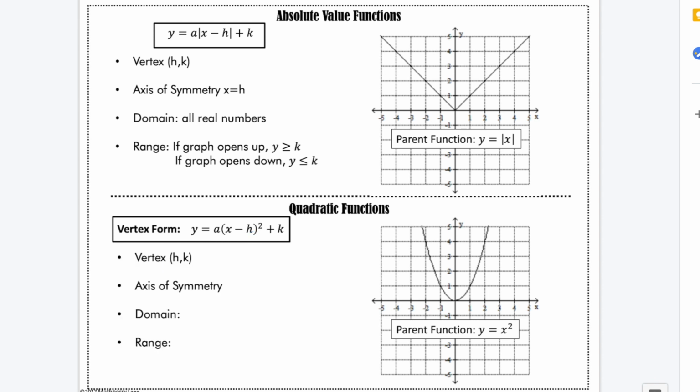So for the vertex of a quadratic function, it's still going to be h comma k. The axis of symmetry is still going to be the line x equals h. The domain is all real numbers as well, because even though the lines are curved, they're going to continue on forever and ever in both directions. And the range is found the same way as the absolute value function. All you need to do is look at the y-coordinate of the vertex and then either include all the y values above if the graph is opening up or all the y values below if the graph is opening down.